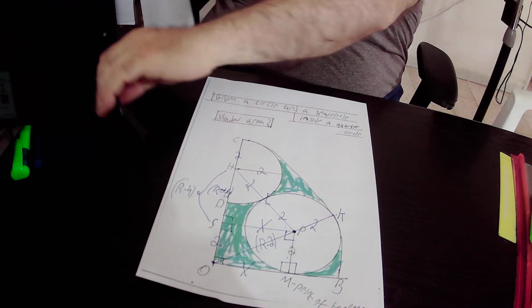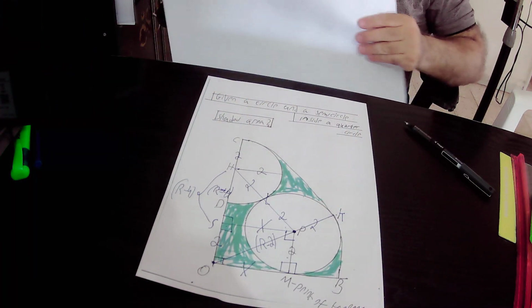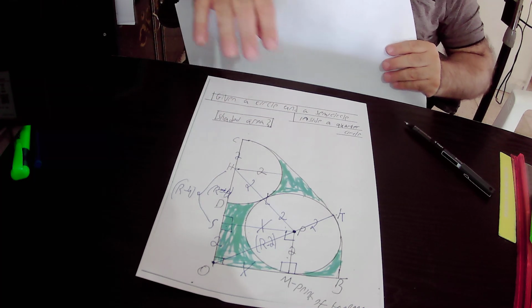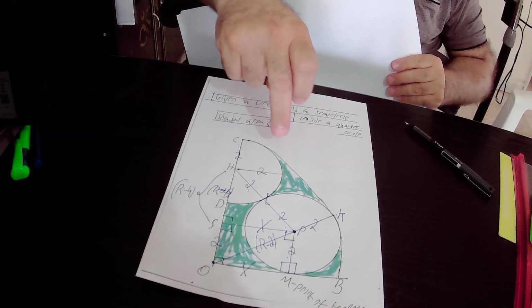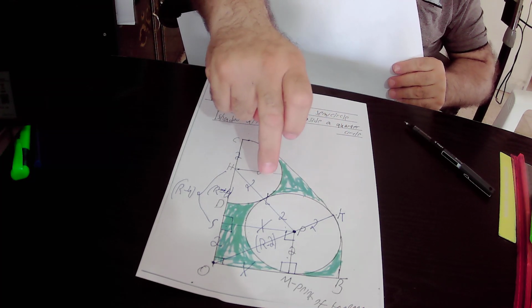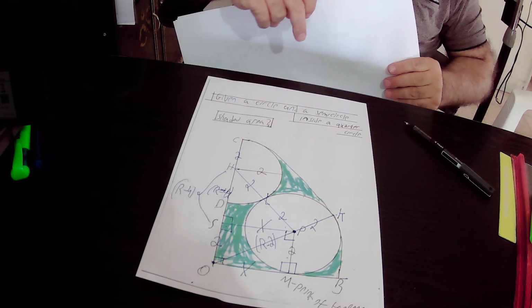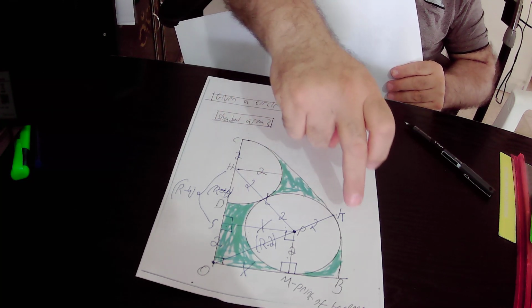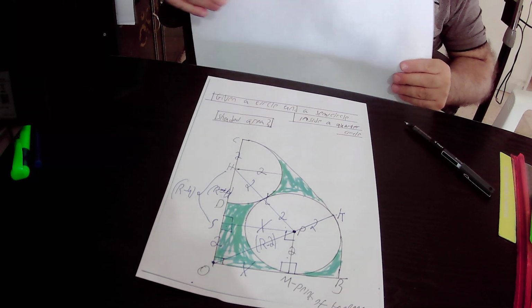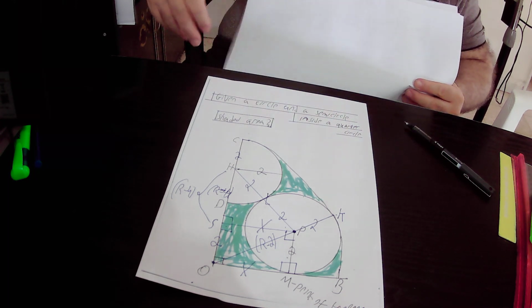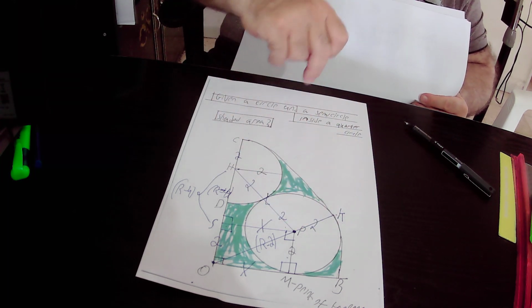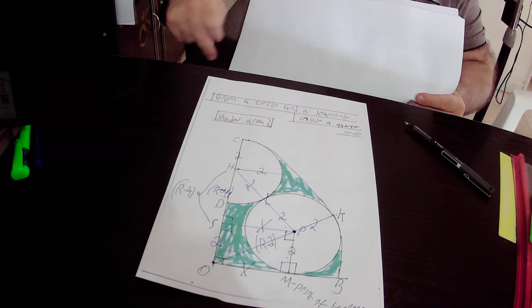In the drawing, we have a quarter circle. Inside the quarter circle, we have a semicircle and a circle that are tangent to each other at point L. And this circle is tangent to the semicircle at point K. Our mission is to find the value of the shaded area.